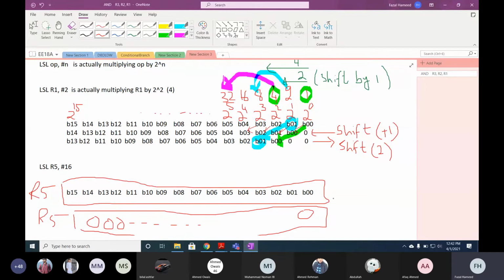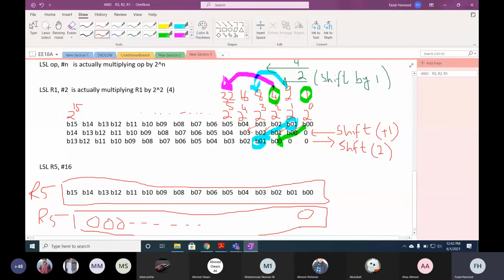So whenever you want to use logical shift left, you should take special care that the data is not lost. You should know the range of your data. If you know the range of your data, you can do a fast multiplication. Logical shift left provides you a fast multiplication by a factor of 2 to the power n.